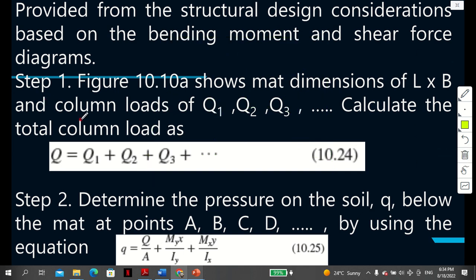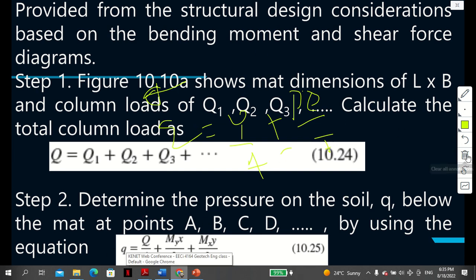So the first step is you have the mat dimension of length times B, and then the column loads Q1, Q2, and so on. You add them because the ultimate load would be the aggregation of everything. Then to determine the pressure, based on this formula, sigma or q is Q over A plus or minus Pe over I plus or minus Pe over I. But the bending can be either in the X or in the Y direction.